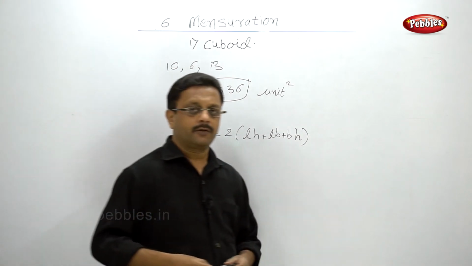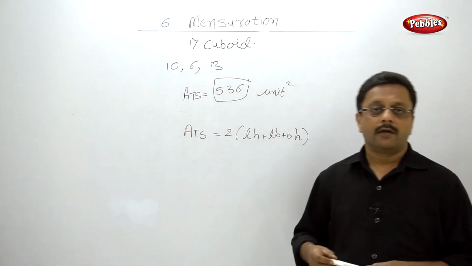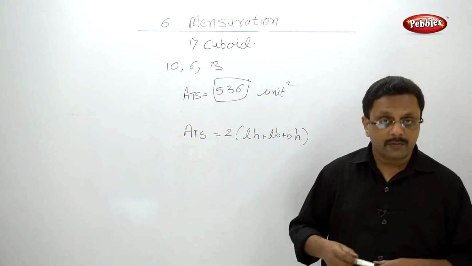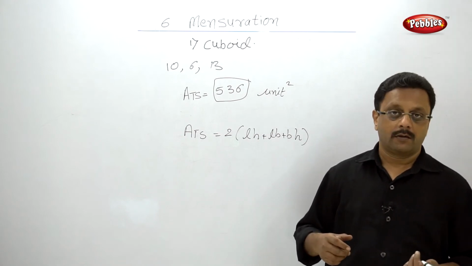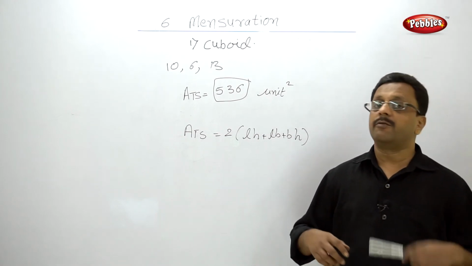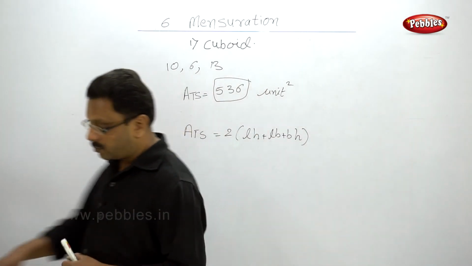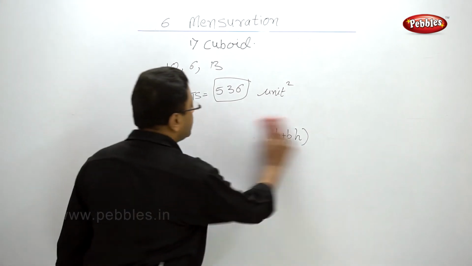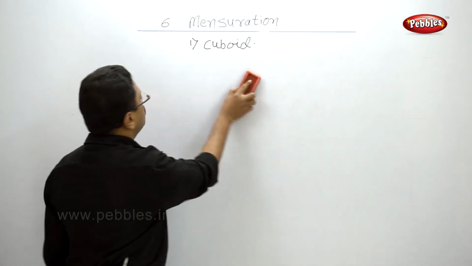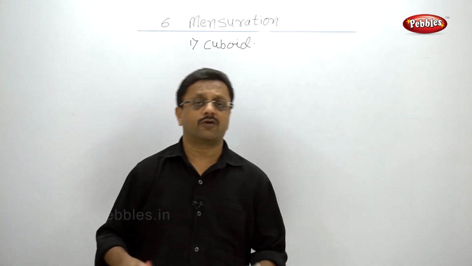Whatever may be the unit, you should write a unit square. If you want to write a volume, that will be cube. If you want area, that will be square. Okay, let us see the next example, a solved example. These are very simple solved examples, directly based on the formulas.